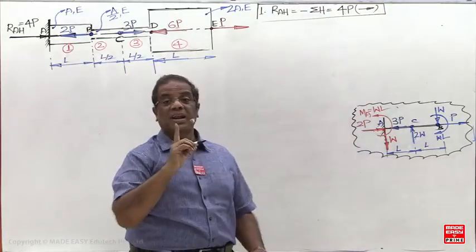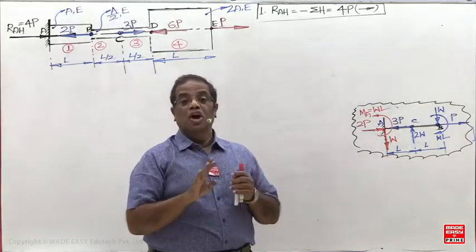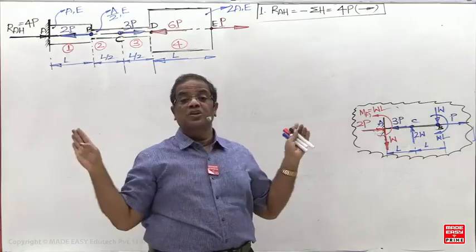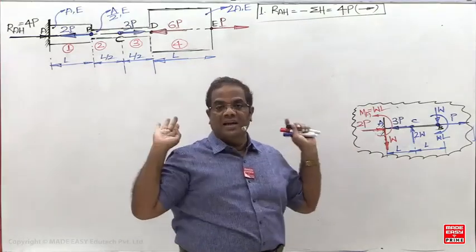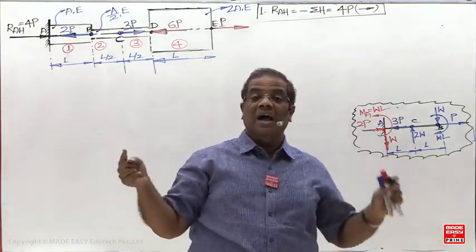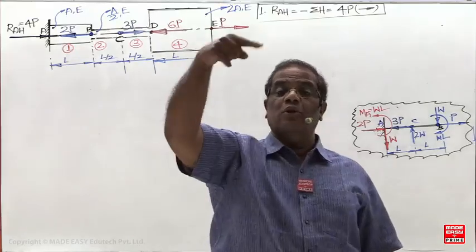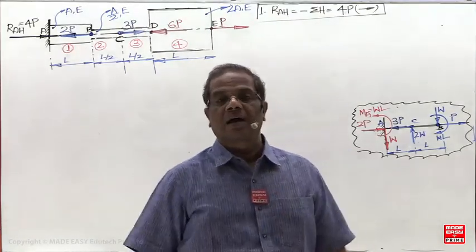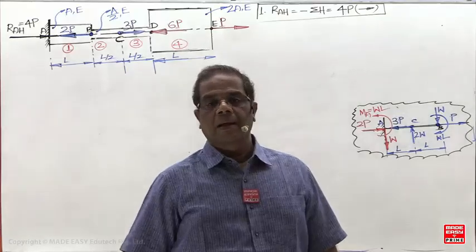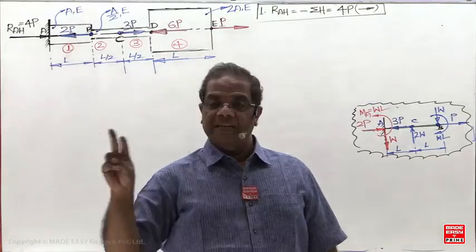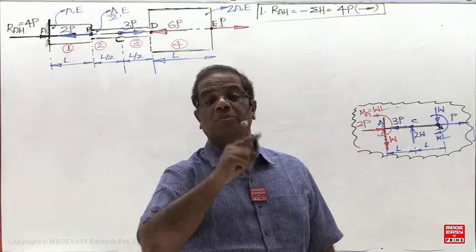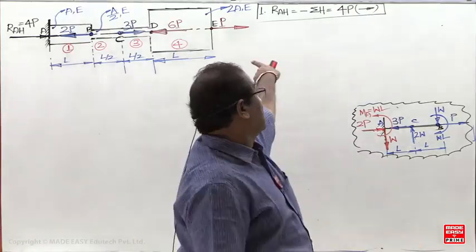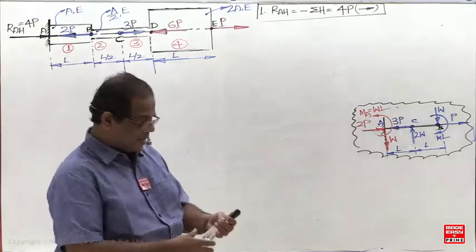And remember, whenever you are giving the reaction, don't use plus or minus. For reactions, you should not use the plus or minus; you should indicate the direction. Plus or minus should be used only for axial load, shear force, bending moment and twisting moment. For reactions, never use the plus or minus. Try to indicate the direction. Reaction should always be indicated by magnitude and direction. So R_EH is 4P towards the right side.